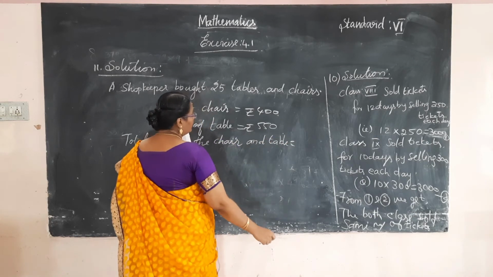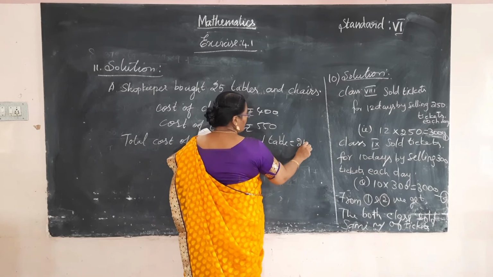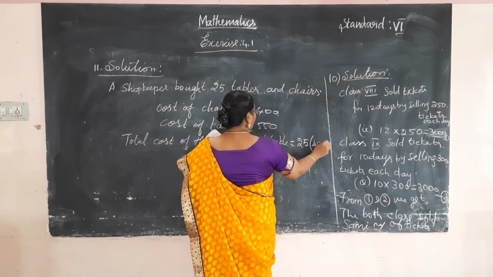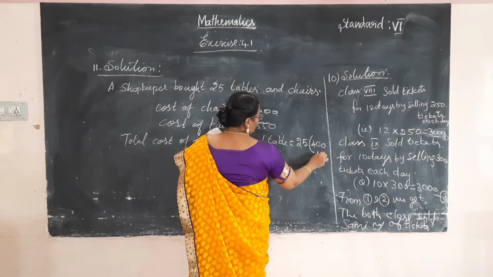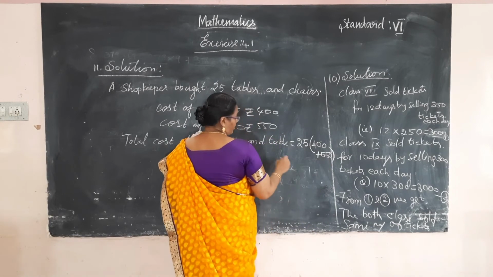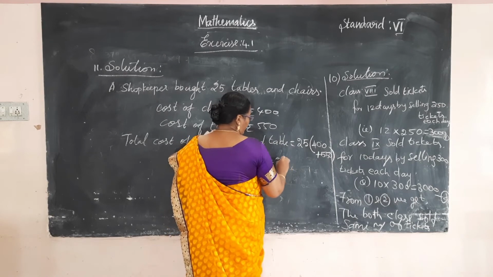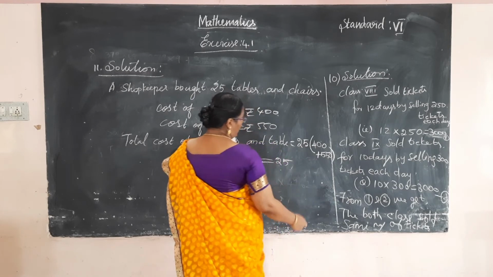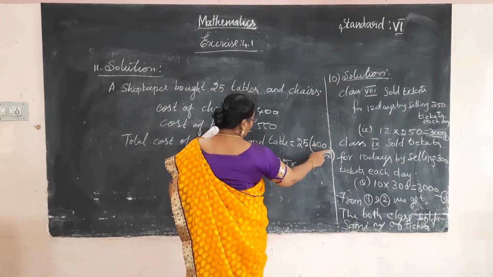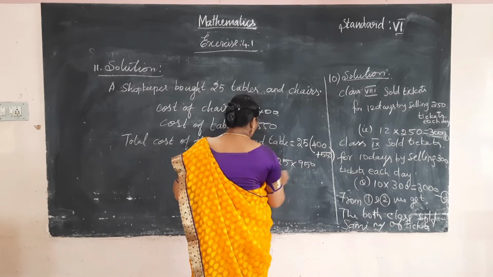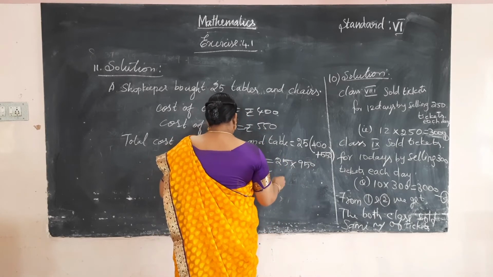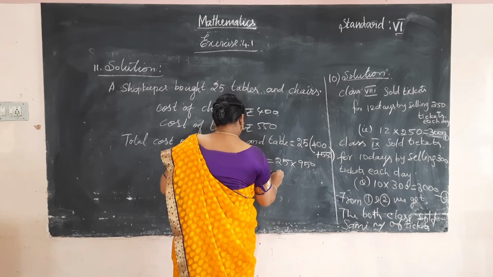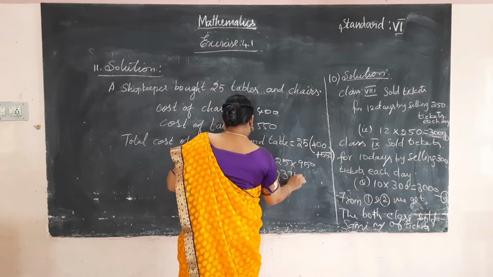The quantity is the same, so 25 is written commonly, and the chair amount is 400 plus the table amount is 550. Okay, so 25, you will write in the distributive property, or add and multiply. So what we get? 950. Multiply this value, what we get? 950 into 25, 23,750.